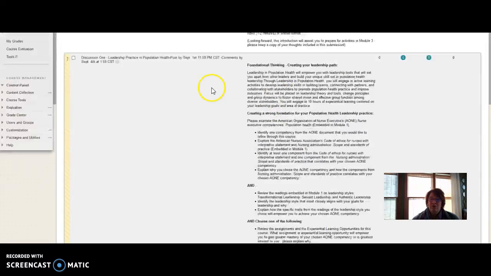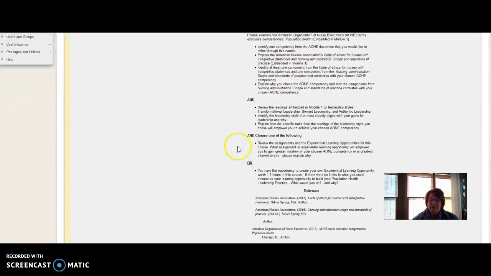So everyone needs to complete all of the components up until here, and then you can choose either this one or this one to respond to. Again, you get your choice, whatever interests you the most.